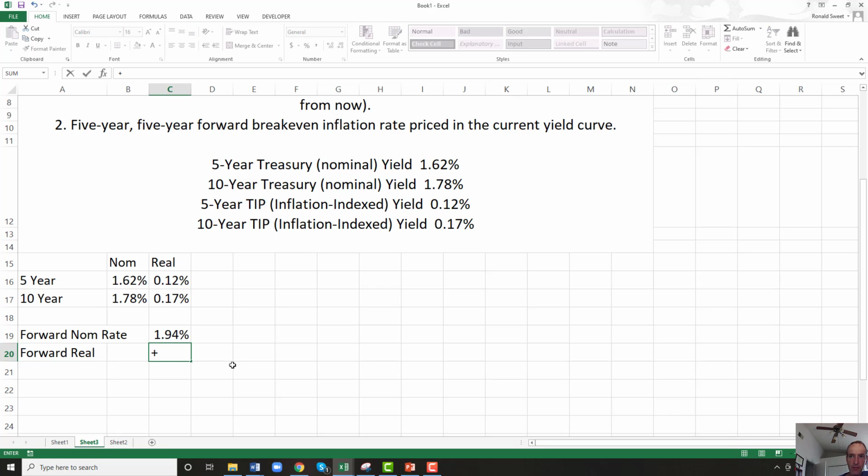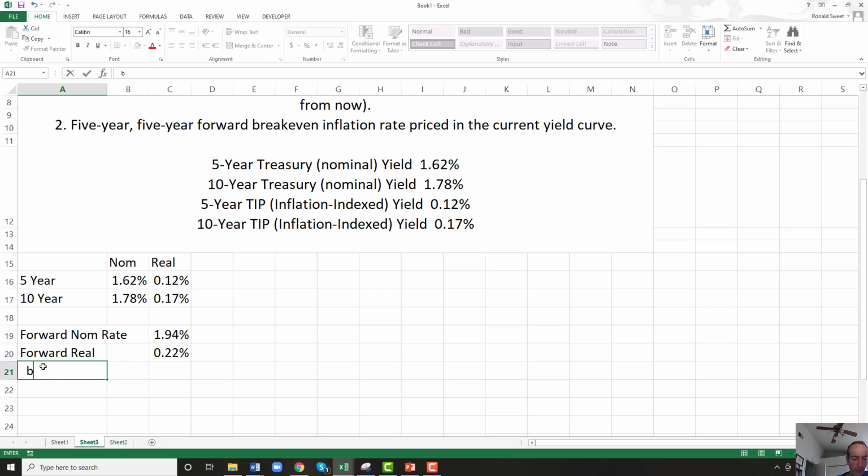Exact same formula. 3 parentheses, 1 plus the 10-year real, raised to the 10, close parentheses, divided by 2 parentheses, 1 plus the 5-year, close parentheses, raised to the 5th, close parentheses, raised to the 1 divided by open parentheses 10 minus 5, minus 1. Make sure you get your parentheses right. And that gives us 0.22. That makes sense. It's the same thing. You have 12 basis points for 5 years, or you can get 17 basis points for 10 years, or you do 5 years at 12, another 5 years at 22, you'll end up with the 17.